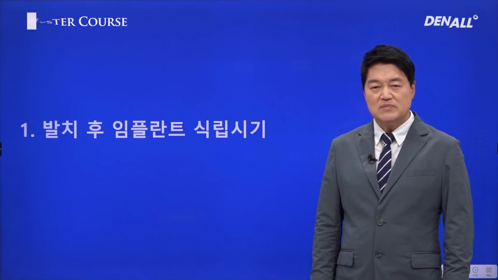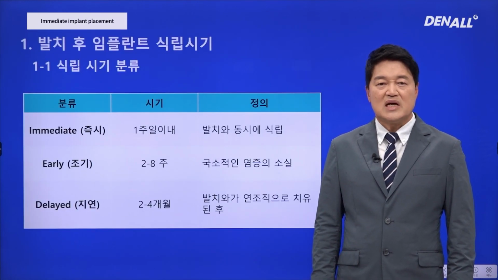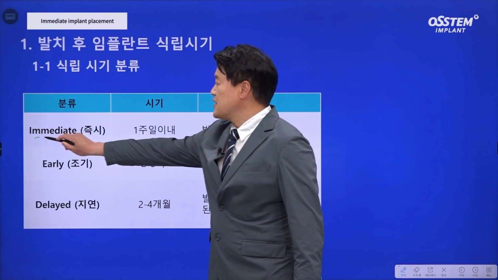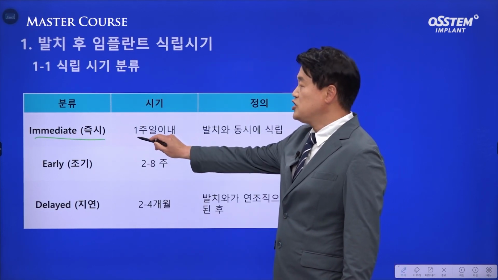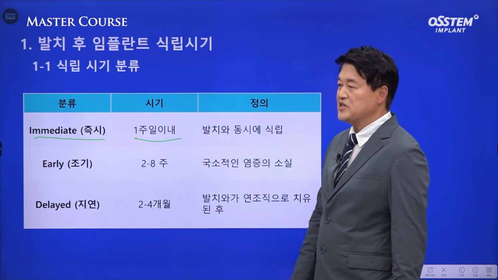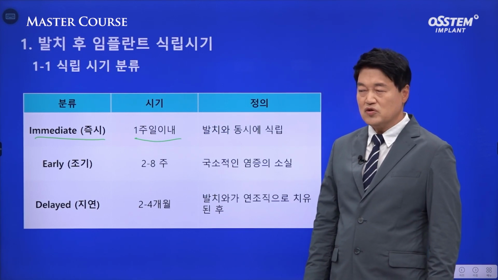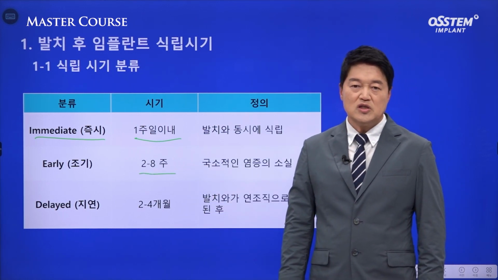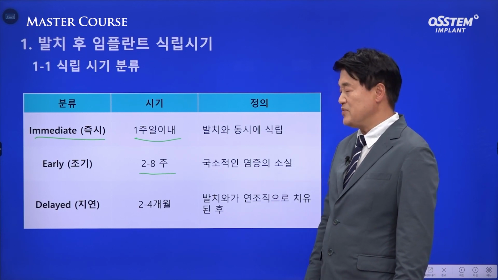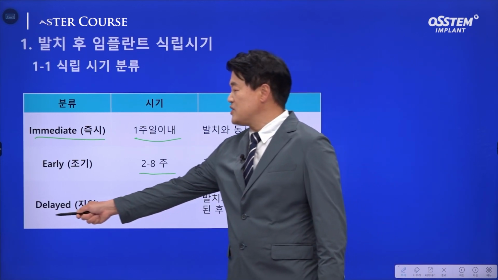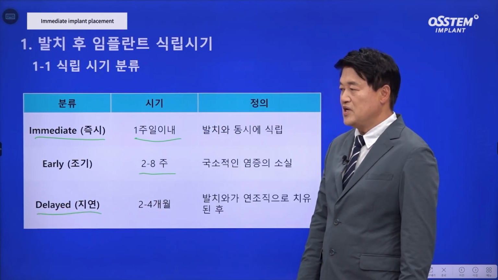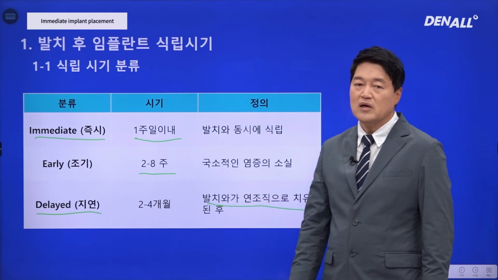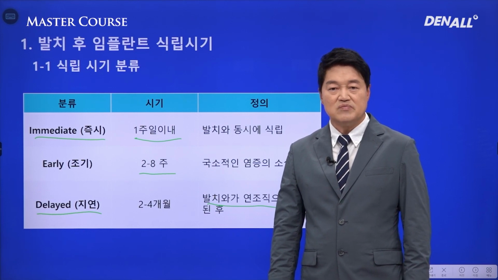Let's talk about implant placement after extraction. Depending on the period, there's immediate implant placement. This is placing implant within 1 week after extraction. As for early placement, it is placing implant between 2nd and 8th week after extraction. This means that there's a localized inflammation in this case. Third is delayed placement, where implant is placed between 2 months and 4 months later. The extraction socket is healed with soft tissue and implant is placed with somewhat bone formation.